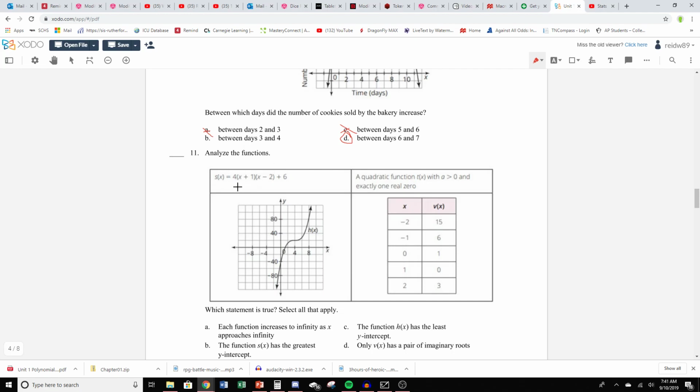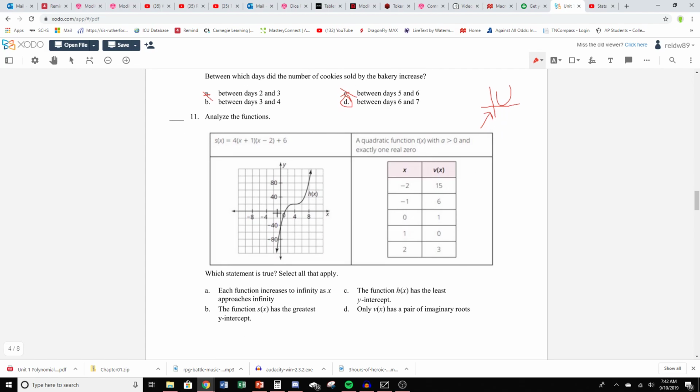All right. Analyze the function. So here, if I multiplied all this, this one would have a degree of 2 because there's 2 x's being multiplied. Quadratic with a greater than 0, so it's not opening down. We know that this means it's opening up for this one. And it says exactly 1 real 0, so that means it has to just touch right there if we drew this on an axis. So this has a multiplicity of 2 if it's only exactly one solution. We have a picture of this one, and then our graph.